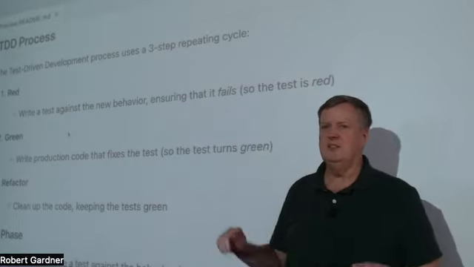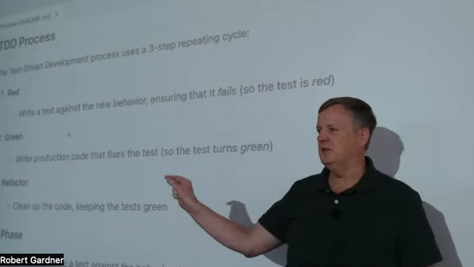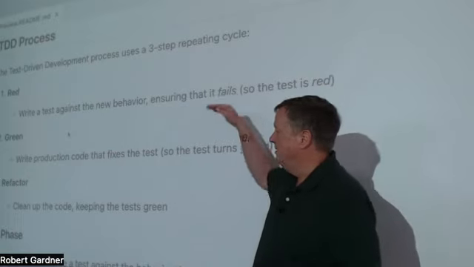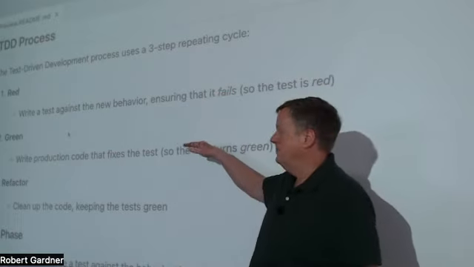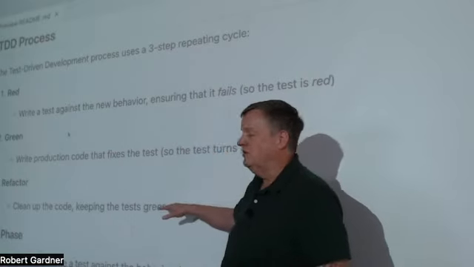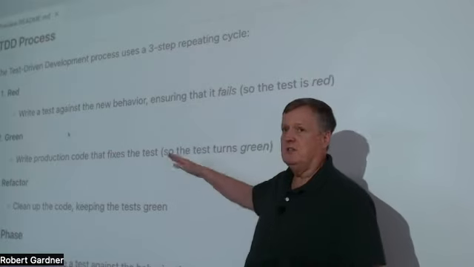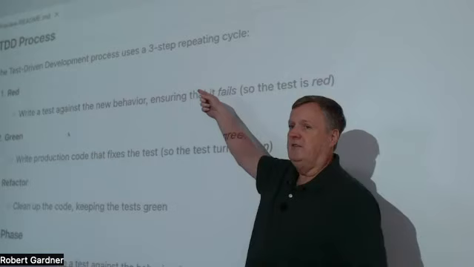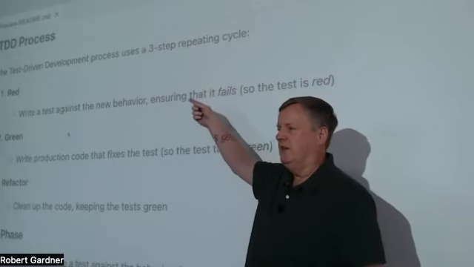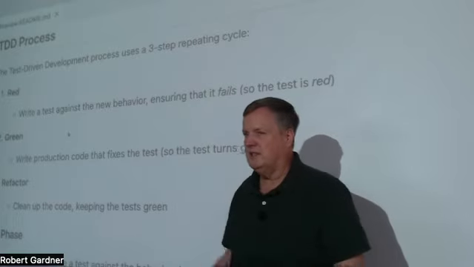Most unit testing tools actually will display red for a failing test and green for a passing test. So you start out writing a test that fails, then you write the production code that fixes it. And then after that's done, you go and do the refactoring and clean up the code and you run the test continually, keeping the test green. And then once you're done with that, you cycle. Okay, now I've done that. What's the next step? And you write a failing test and then you write the production code and you refactor and you go through this cycle.